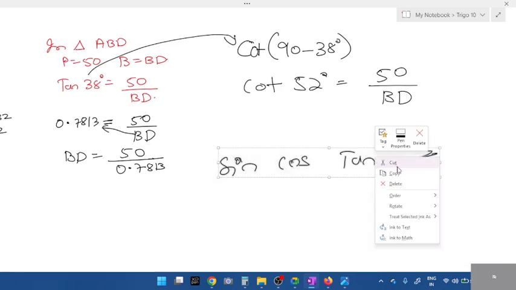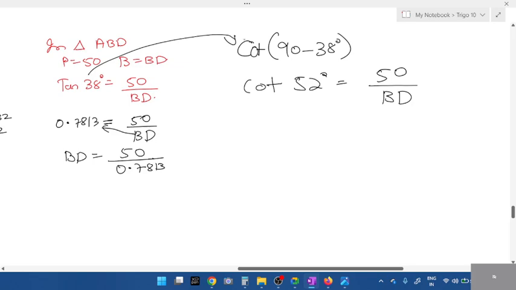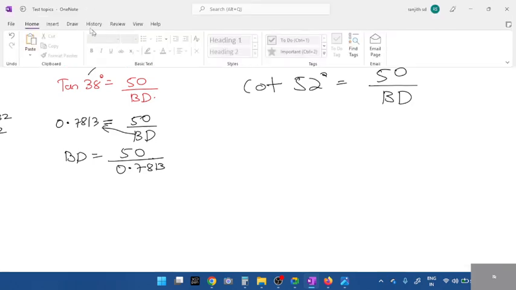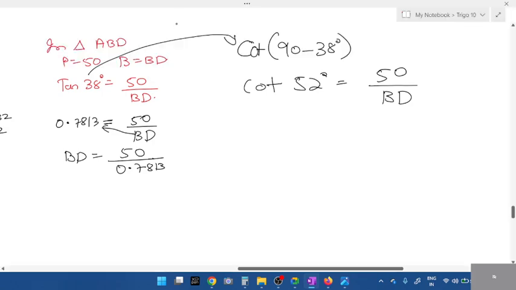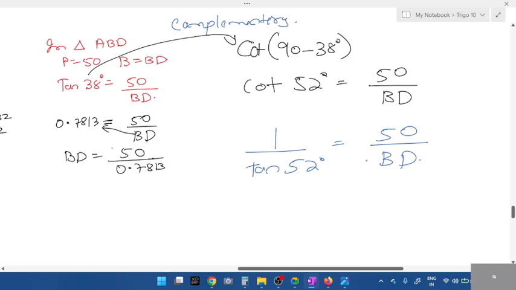Okay, now I'll tell you how to convert. Which rule did we apply here to convert tan into cot? What is the concept we applied? What do you call that? Relation, right? We applied the complementary relation. After the complementary relation, what did I tell you all, students? After you apply complementary, we have to apply the reciprocal relation. What is the answer for cot 52? Reciprocal, 1 by tan 52 degrees is equal to 50 divided by BD. So we don't need tan 38 degrees, we need 1 by tan 52 degrees.